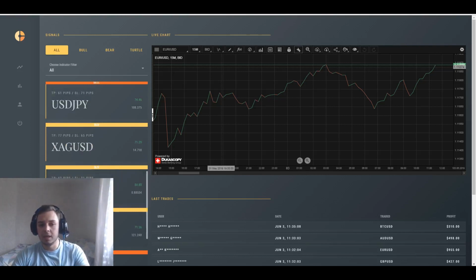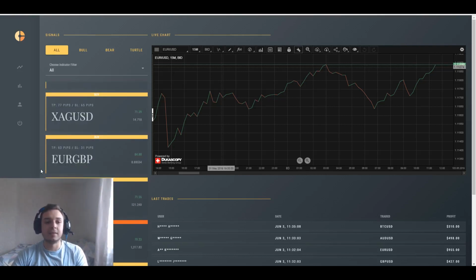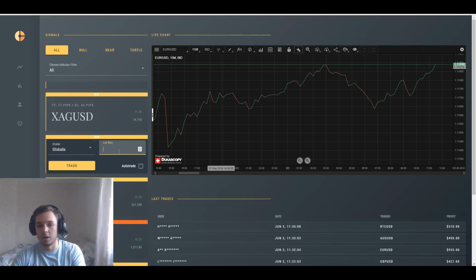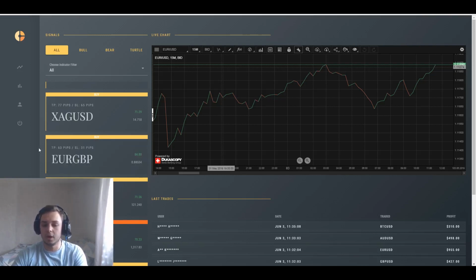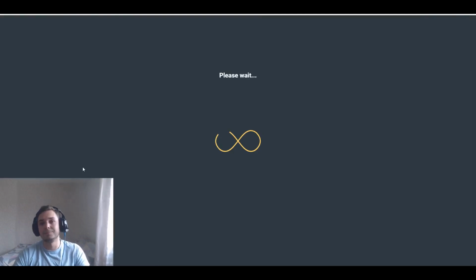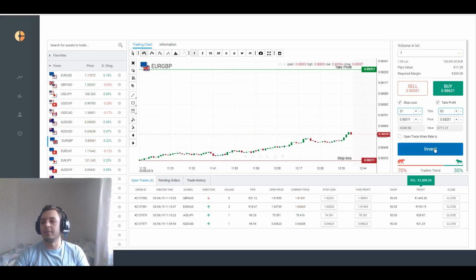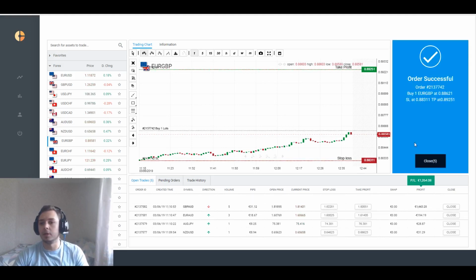And as you can see, if it confirms, and it is Euro GBP, 63 pips and 31 pips SL, buy signal. If it confirms, you place the trade. You just go with a nice 1 lot size trade, and then you click trade, and boom, please wait, and you wait for it to open. So since everything's already set up, we're just gonna click invest, and there we go, Euro GBP. Now we have placed this trade, and then we wait.